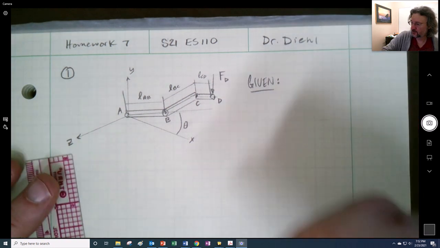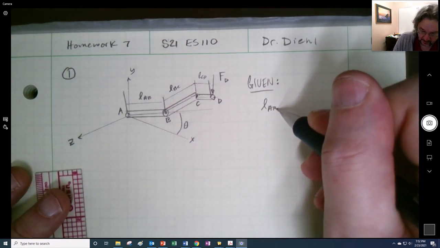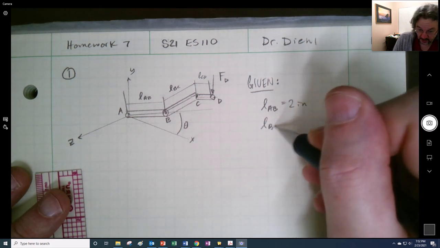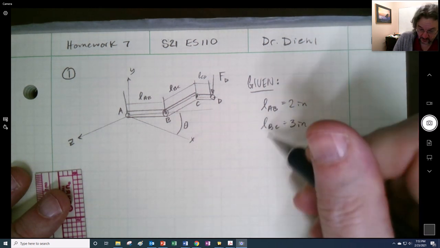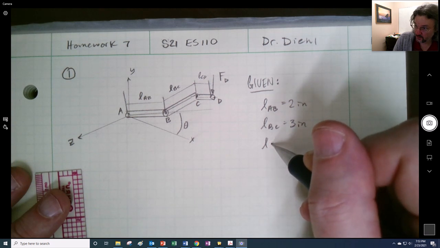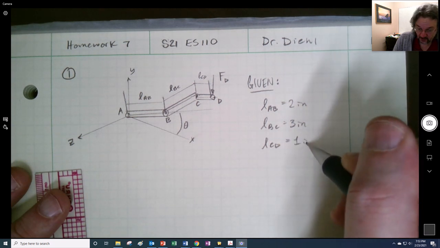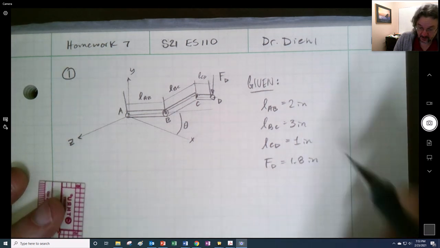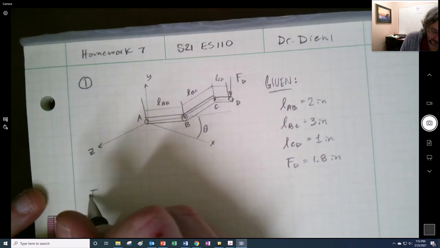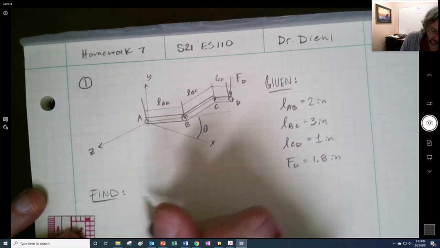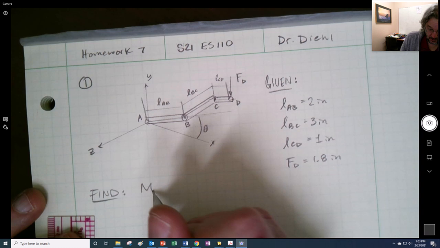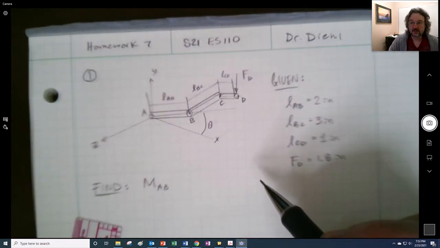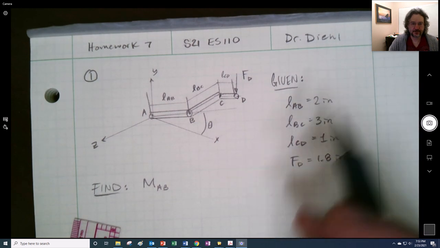And we're told that we have LAB is 2 inches, LBC is 3 inches, LCD is 1 inch, and FD is 1.8 pounds. And we want to find the moment about AB. Right? So let's try to get this all put together.